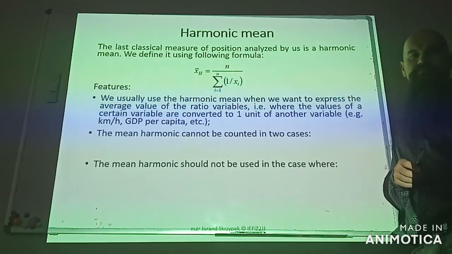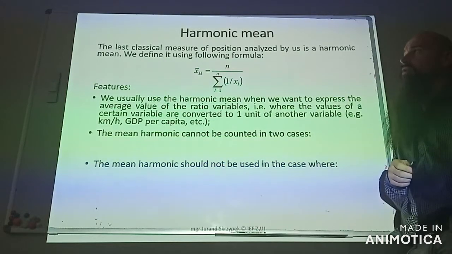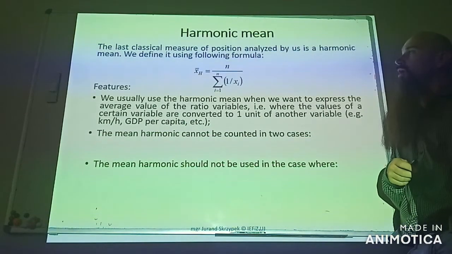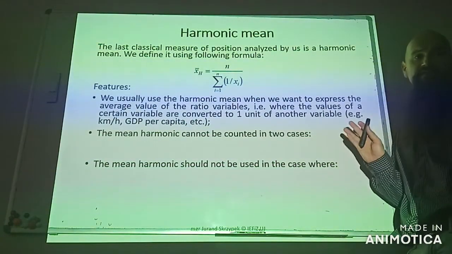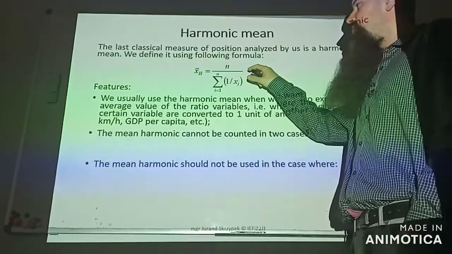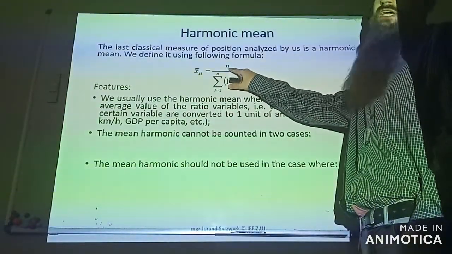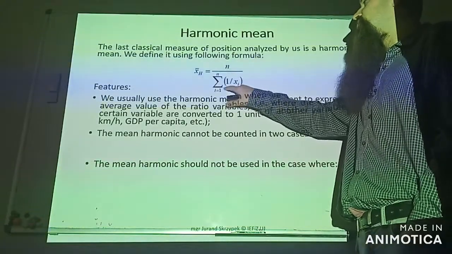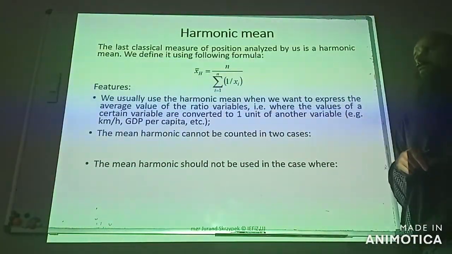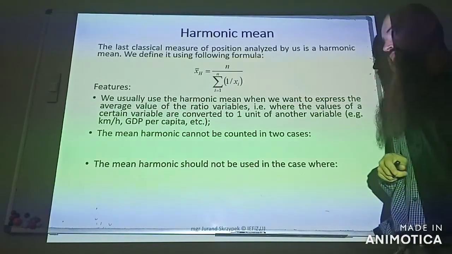Now we can move on to the harmonic mean, the last example of measures of position. Harmonic mean is a very specific measure. As you can see, this is the ratio between the population size in the individual areas and the sum of the reciprocal values of the considered variable.